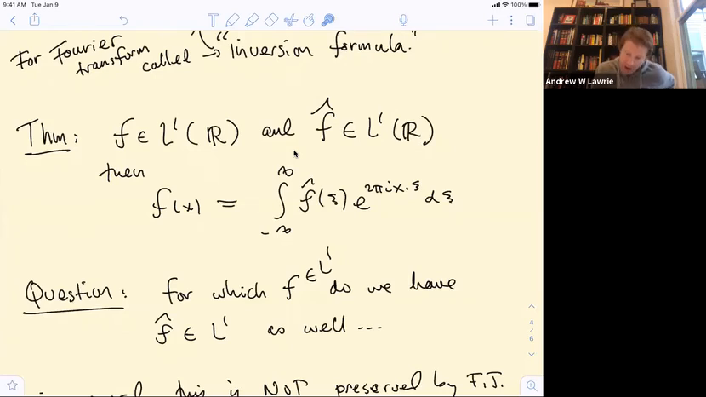So maybe the question is, what else can I assume about the function f to ensure that f hat is in L1 and this inversion formula holds? And so we'll get into that a bunch next time.